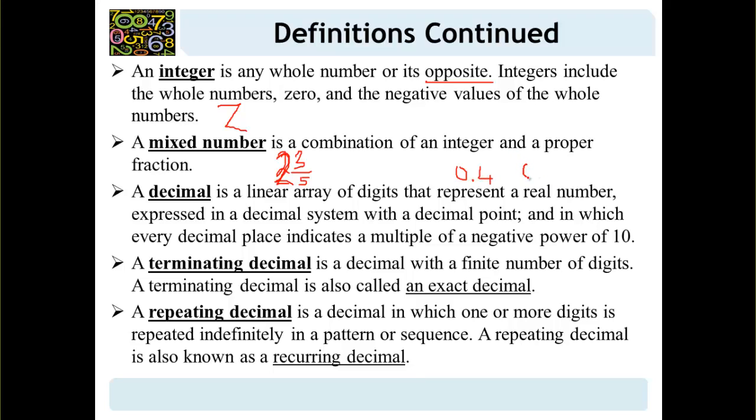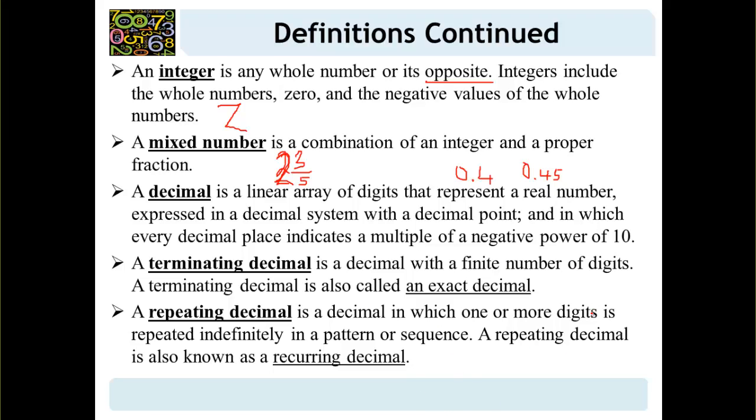If we have 2 decimal places, it will be something like 0.45. In this case, this is 2 decimal places. So this 4 represents 4 times 10 to the negative 1, and the 5 here represents 5 times 10 to the negative 2, and it continues that way. That's what it means by the definition.